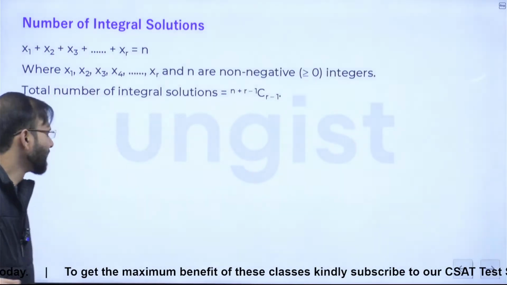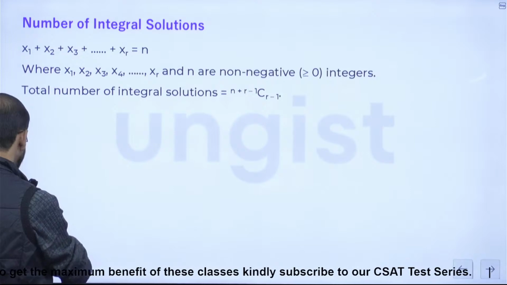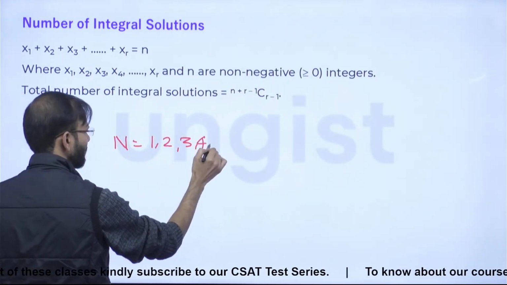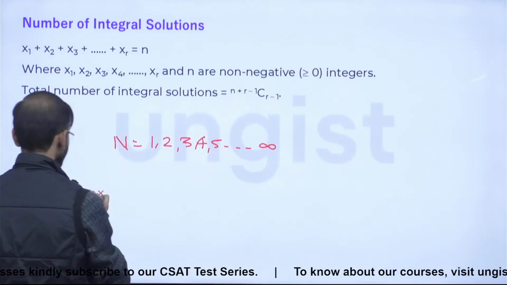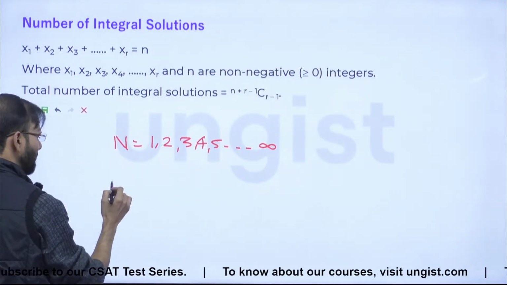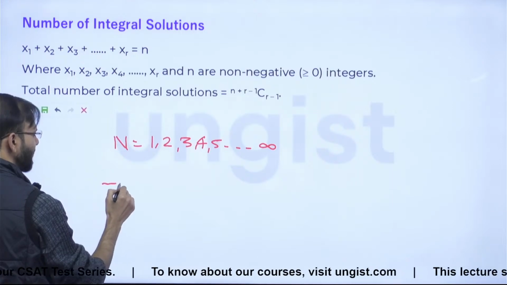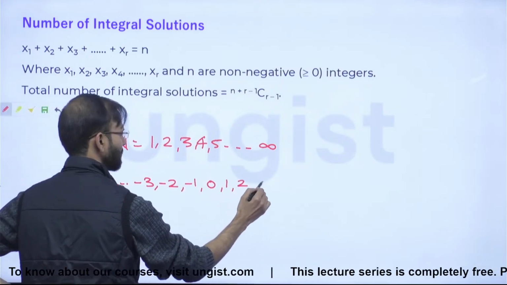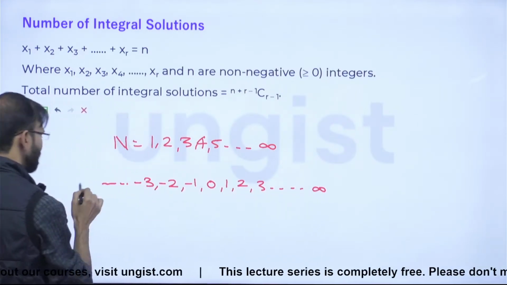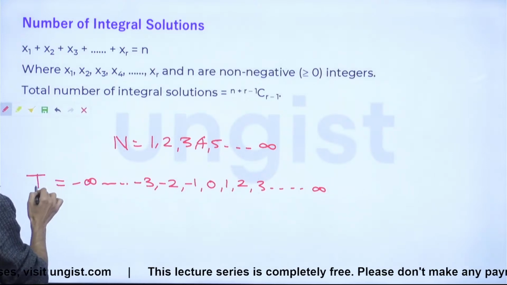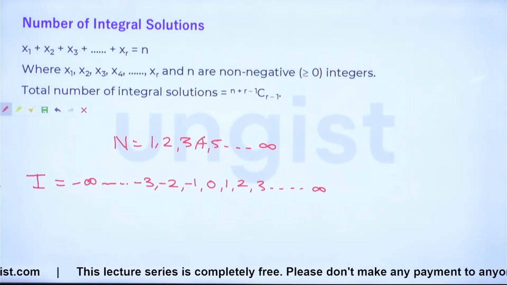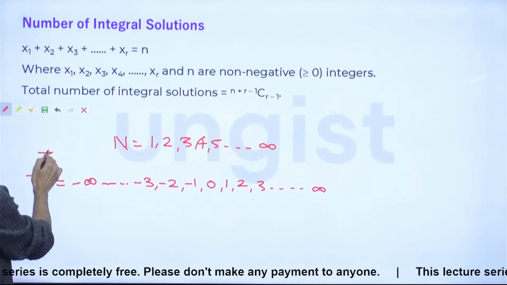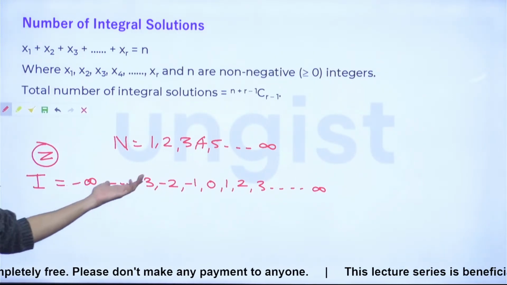हाँ. See friends, natural numbers are what? Natural numbers are 1, 2, 3, 4, 5 up to infinite. Integers are what? Negative values also. I mean, they start from minus infinite. So let's say minus 3, minus 2, minus 1, 0, 1, 2, 3 up to infinite, and this is up to minus infinite. So this is the set of integers, you can say, I, right? Though we represent integer by Z also sometimes, right? Okay. So this is the set of integers, guys.